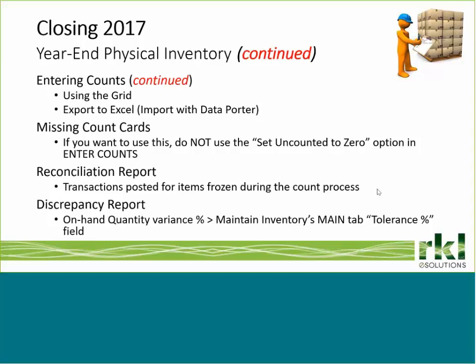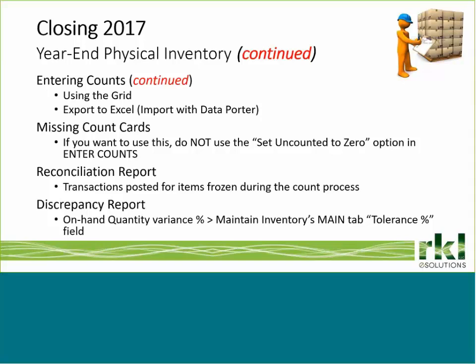And then you also have a discrepancy report, and that discrepancy report will show you for any of the items that have been counted where the on-hand quantity variance, so whatever the system said versus what the count said, whatever that difference is, if it's greater than the tolerance percent that you have set up in maintain inventory on the main tab, it will alert you to those items. So if you've got a tolerance of 5% set for a particular item, and the on-hand quantity variance for that item in your count batch is greater than or equal to 5%, it'll include that item on the discrepancy report.